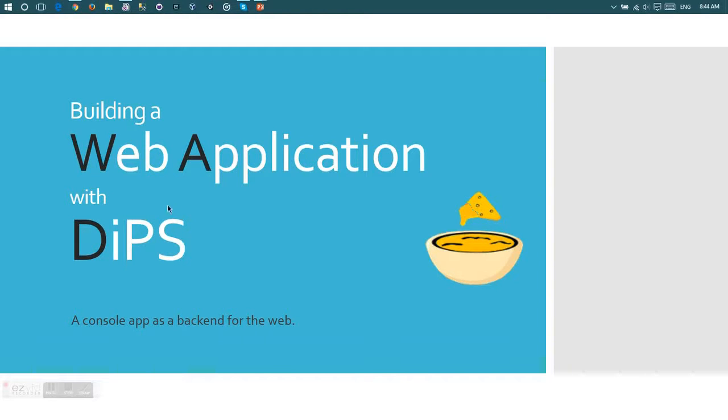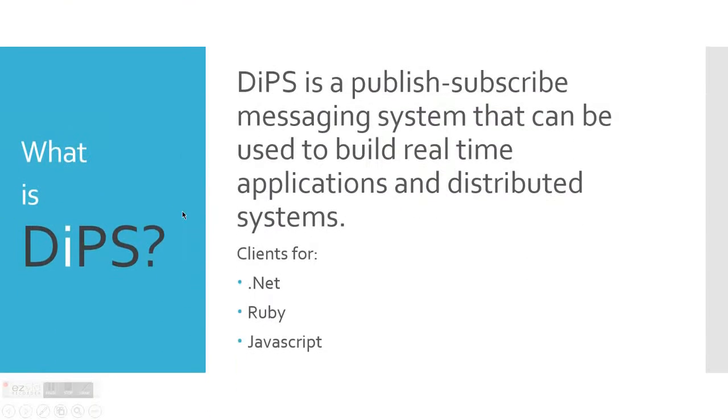DiPS is a publish-subscribe messaging system that can be used to build real-time applications and distributed systems. DiPS has clients for .NET, Ruby, and JavaScript, and it's basically just a messaging system that can be used to communicate different applications written in different languages. And since it's a publish-subscribe system, it can be used to communicate different applications.